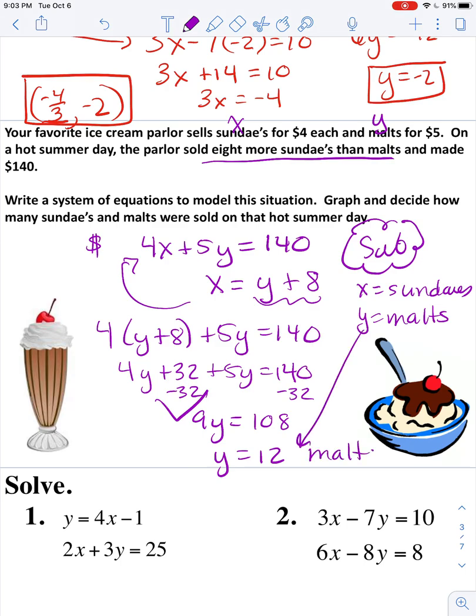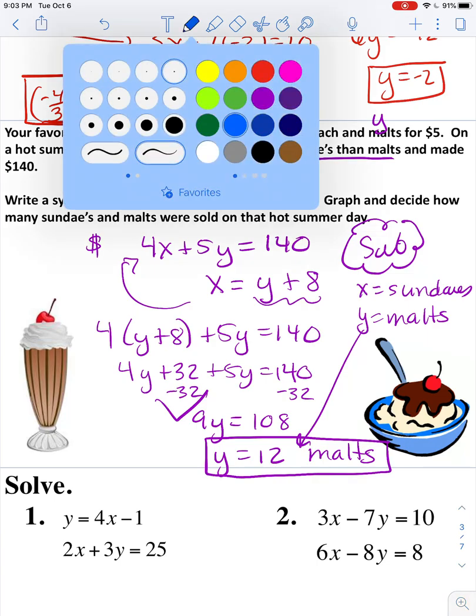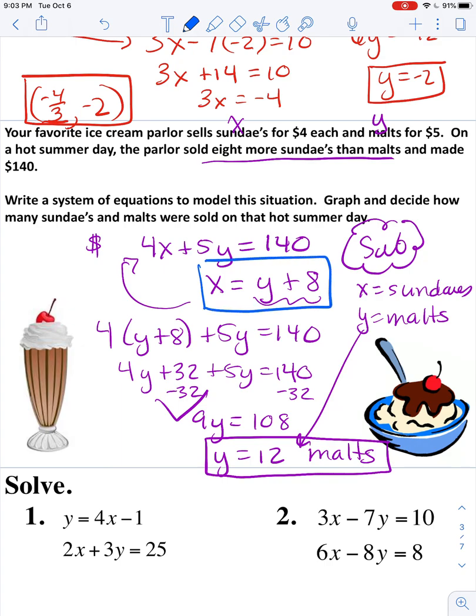That is going to be 12 mults, which is not shocking to me because it was 12 mults the other day when I did the graph. Then I can come back and say, well, now I need to find x. This is the easiest place to do that because x equals the y that I just got plus 8, which puts me at 20 Sundays, which is also what I got on my graph. But here it's a lot more efficient.